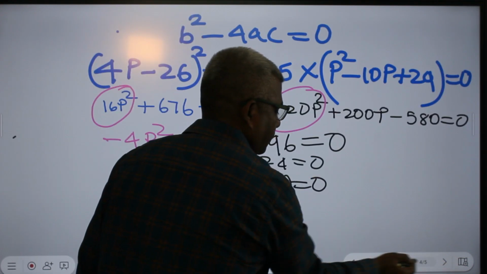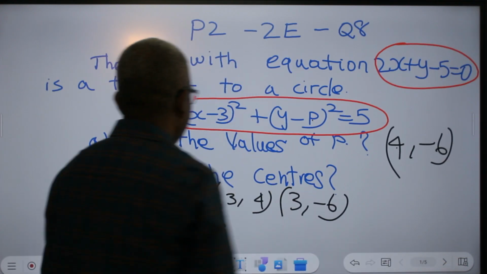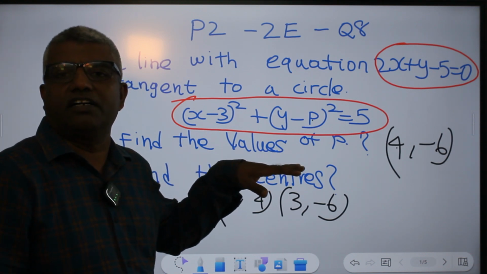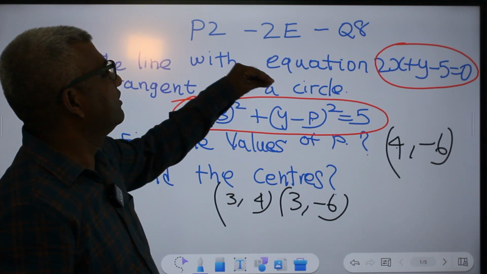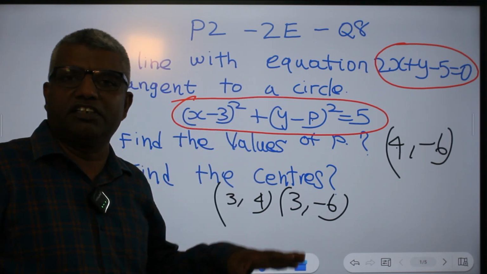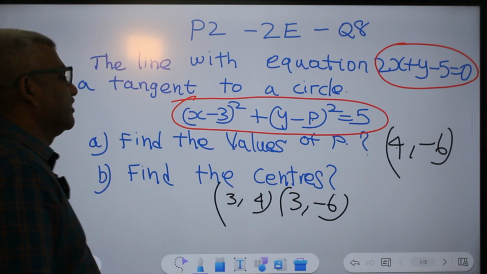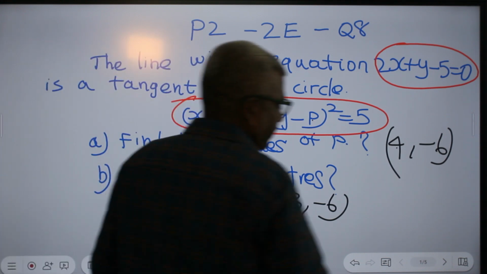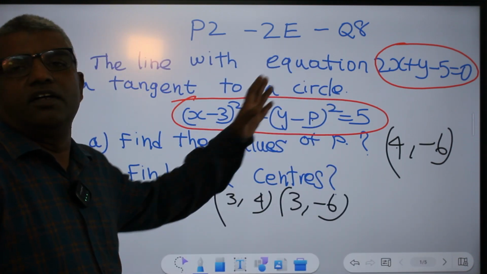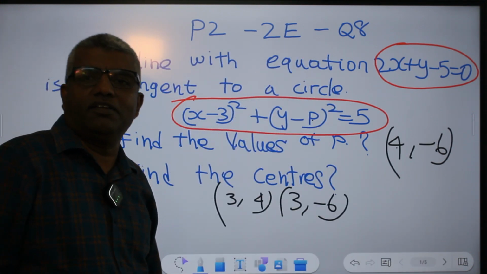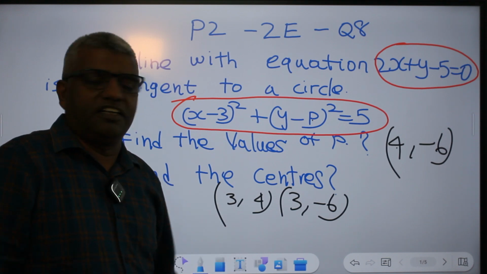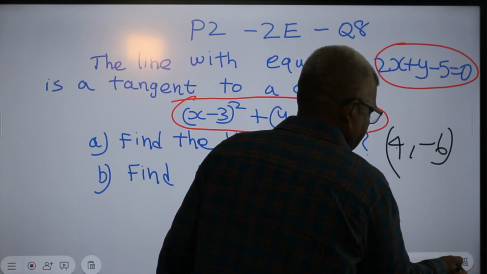Now I am going to ask you, what is the tangent? At which point of the circle this tangent touches the circle? This is an extra question. Okay, how will you do it in this case? I will give the hint. You please do it and reply in the comment box.